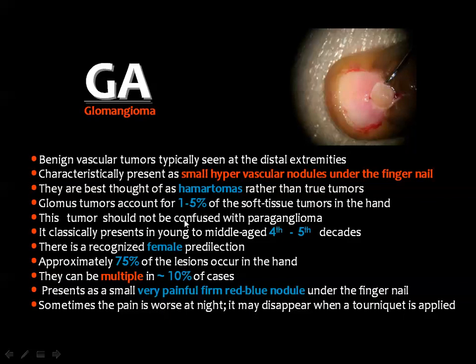Then this tumor should not be confused with the paraganglioma, like the glomus jugulare, glomus vagale, and the carotid body tumors, and so on. These are paragangliomas, but the glomus tumor we mean by this is the subungual vascular lesion. It is recognized in females more commonly than males, especially in the fourth and the fifth decades of life. Multiplicity is seen in about 10% of the cases, and 75% of the lesions are seen in the hand.